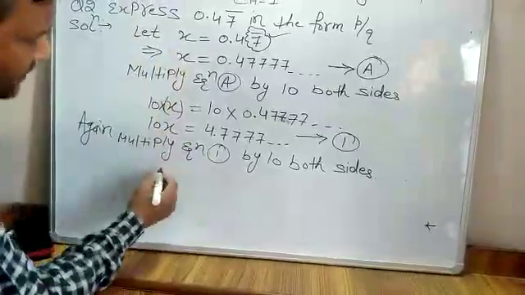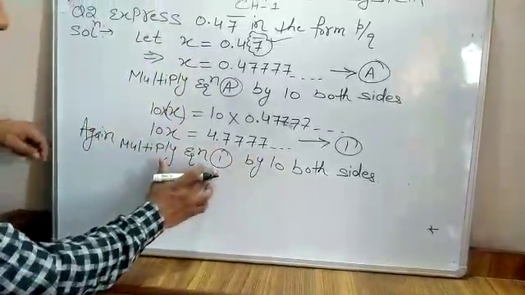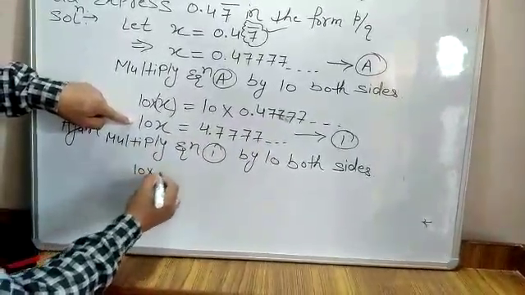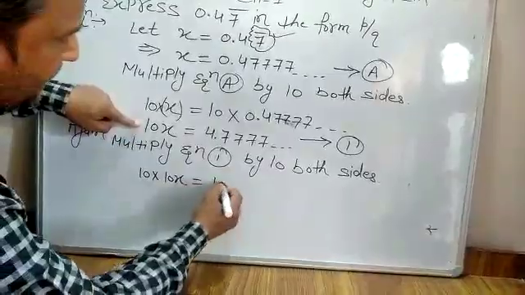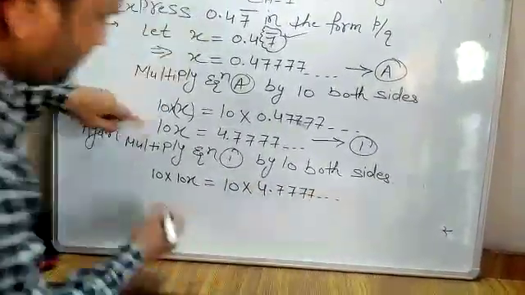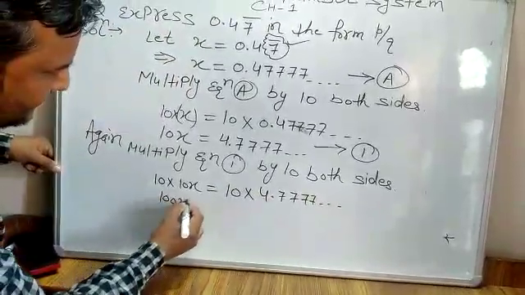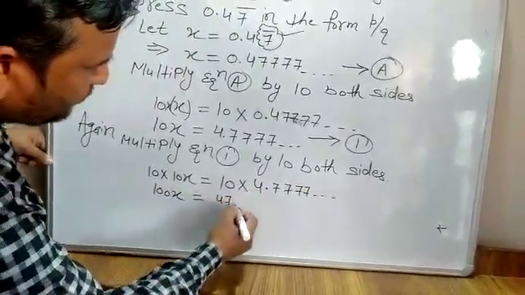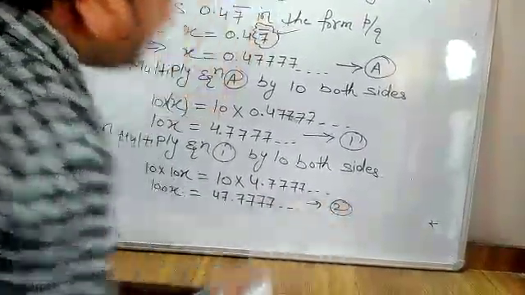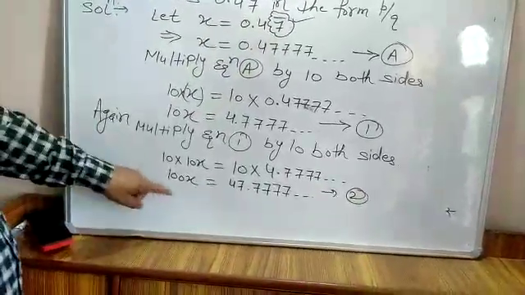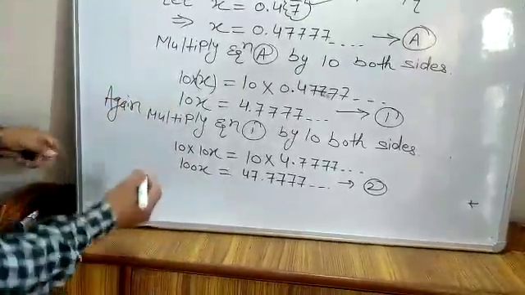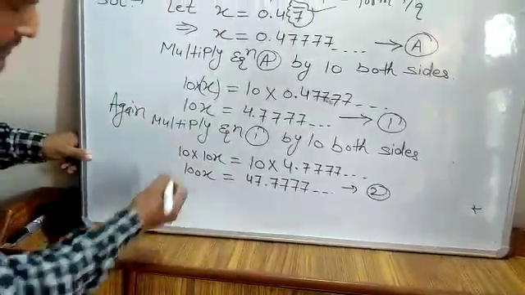So we have to multiply equation number 1. Put your finger on equation number 1. Here is 10 multiplied by 10x is equal to 10 multiplied by 4.7777 and so on. So we are left with 100x is equal to 47.7777 and so on. So it is equation number 2. Now see it carefully. 100x is more as compared to 10x. So the same procedure we have to use, which we already used in our previous question.